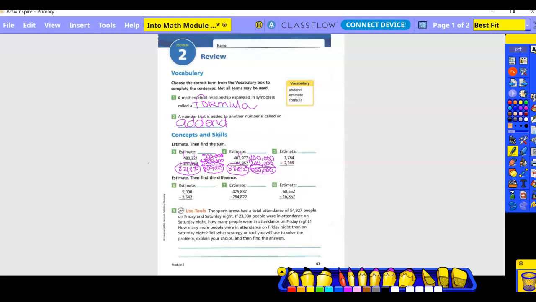Next one, we only have thousands as our highest place value. So is 7,784 closer to 7,000 or 8,000? 8,000. Plus 2,389, is that closer to 2,000 or to 3,000? 2,000. What is 8 plus 2? 10. So 10,000. Okay, and let's go ahead and add them together.